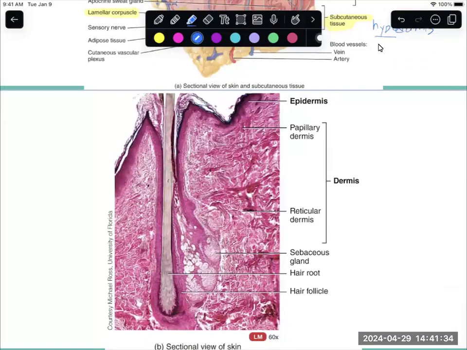So let's start looking at some of this in slides, because this is how it's going to be asked on your lab practical. It's going to be slides like this, pictures. We can see that hair root, and that hair follicle that's wrapped around that hair root. You see this? There we go. Sebaceous gland here. The oil in the cells is all white. It doesn't pick up any kind of color.